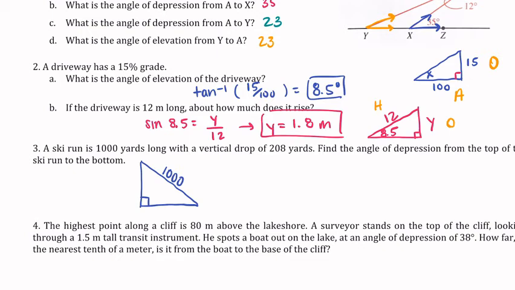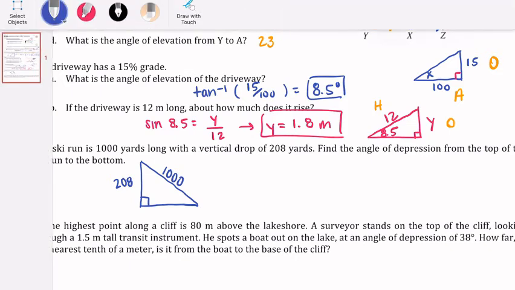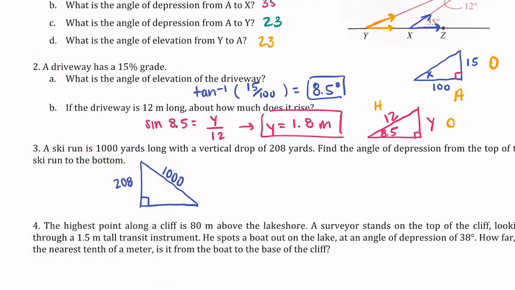And it says you have a vertical drop of 208 yards. So that is your vertical measurement here. Find the angle of depression from the top of the ski run to the bottom. So your angle of depression, remember you have to go from horizontal and then you look down. So this little angle here is your angle of depression.